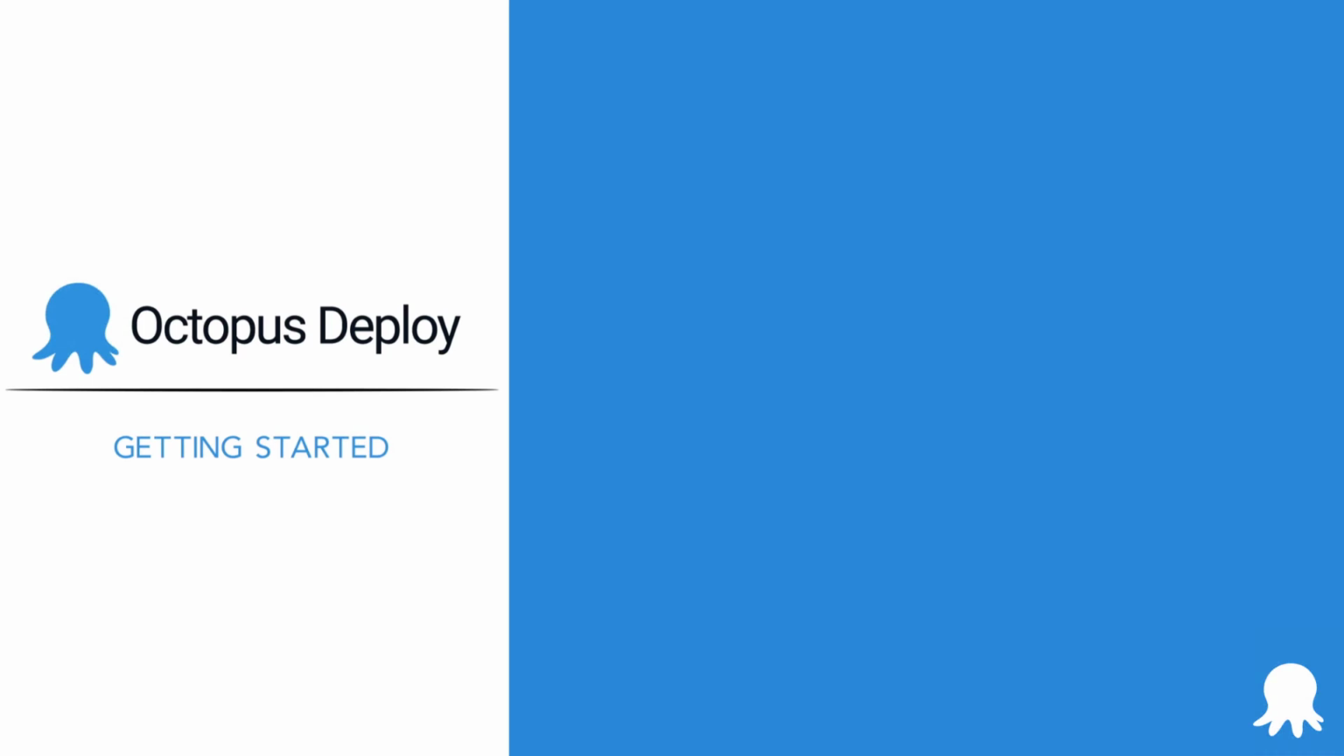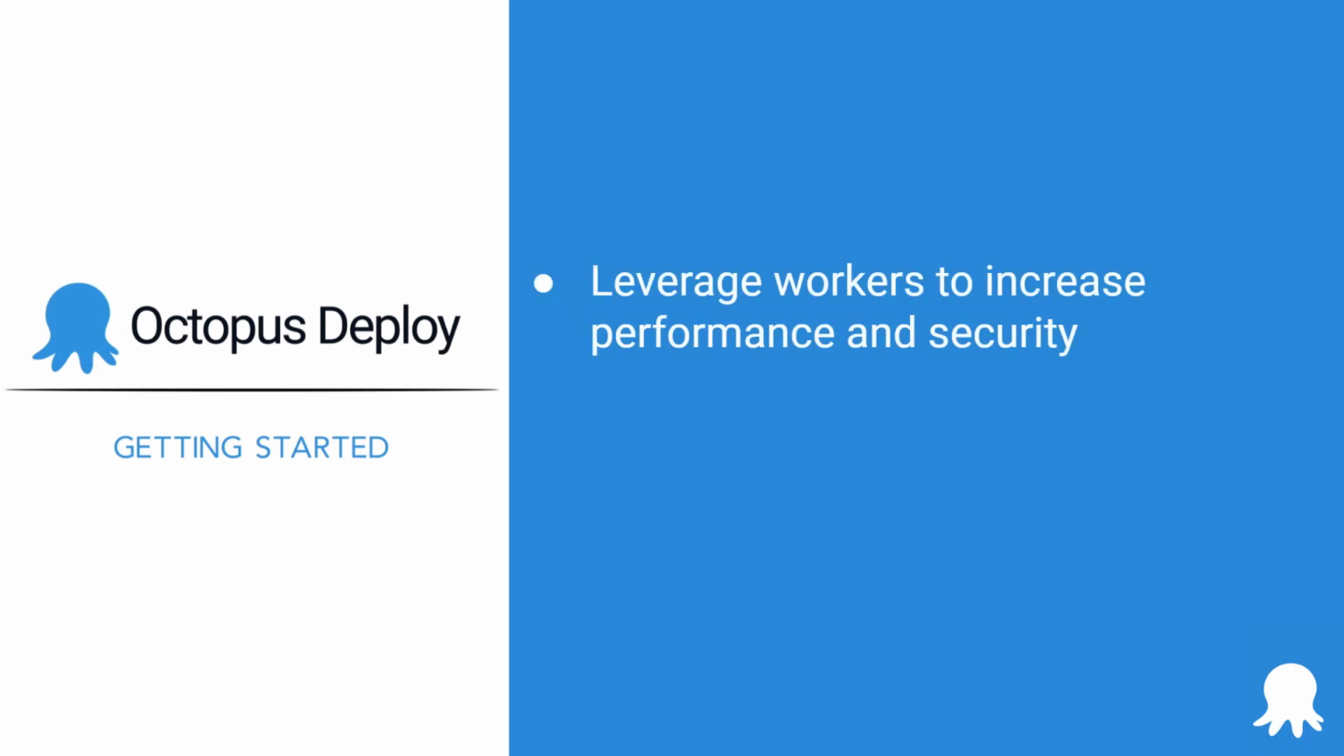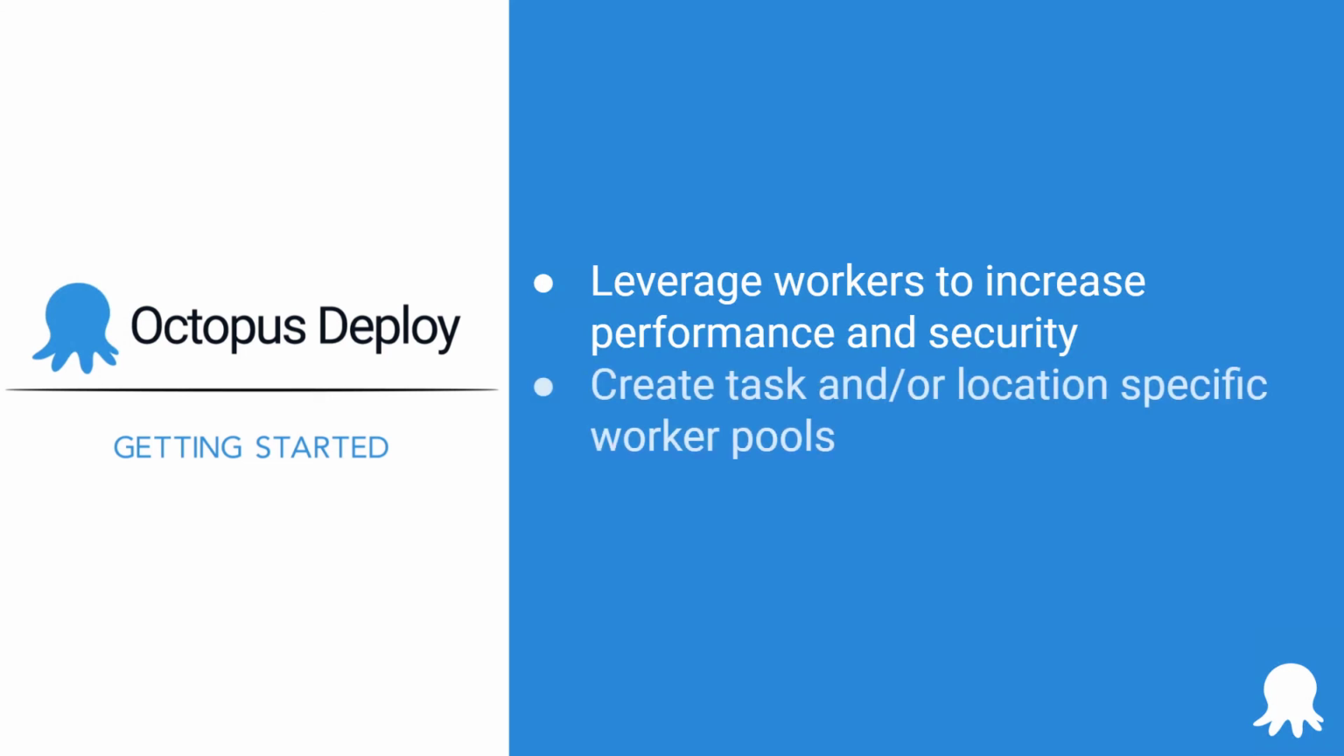Here are some tips to keep in mind when configuring workers and worker pools in your Octopus Deploy instance. Leverage workers to increase performance and security whenever possible. It is much better to run a task on a worker than directly on the Octopus Deploy server. Create task-specific and/or location-specific worker pools. For example, if you are deploying to a Kubernetes cluster in AWS, have an AWS Kubernetes worker pool.